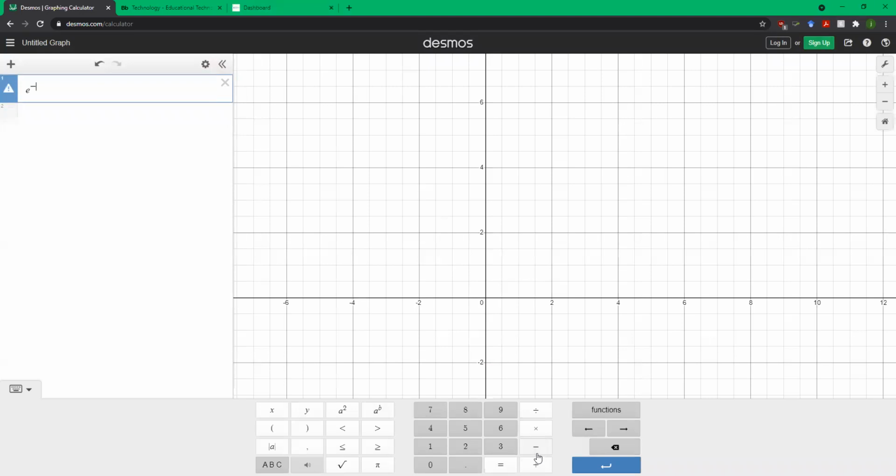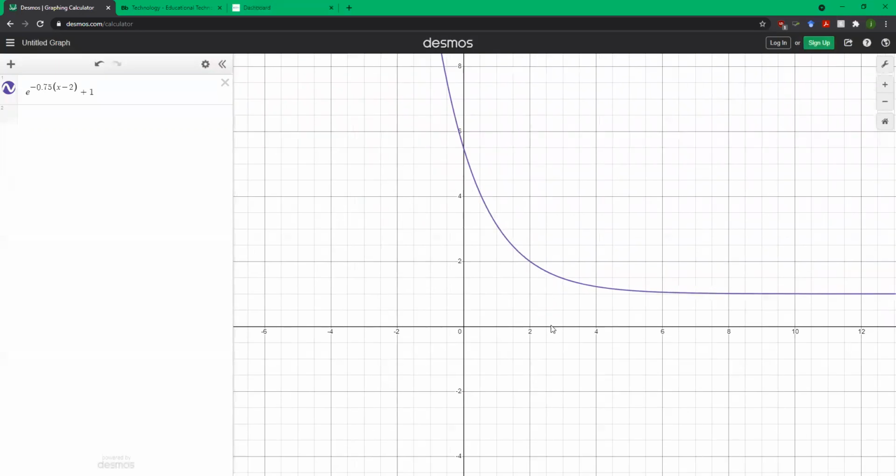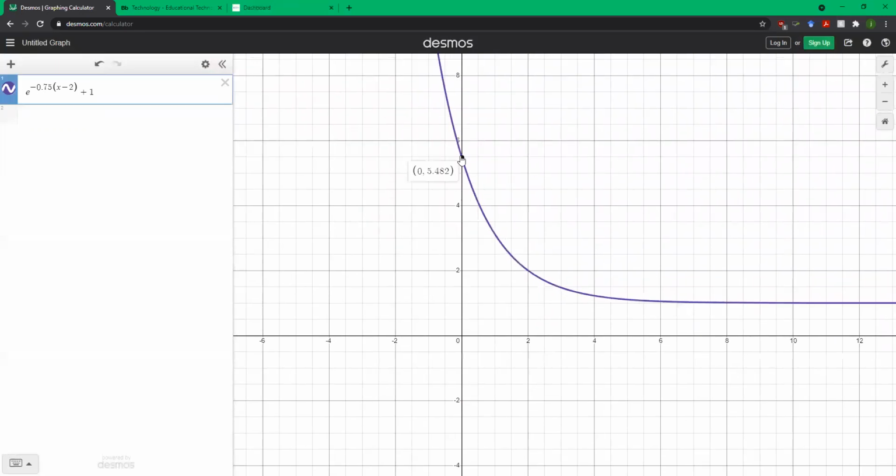We have negative 0.75, left parentheses, x minus 2, right parentheses. Use the right arrow key to exit the exponent, plus 1. And there's a graph. Okay, we have a y-intercept at 5.482, and then we don't have an x-intercept because it's above the horizontal asymptote and it does not cross, right? So let's go ahead and sketch that really quick.